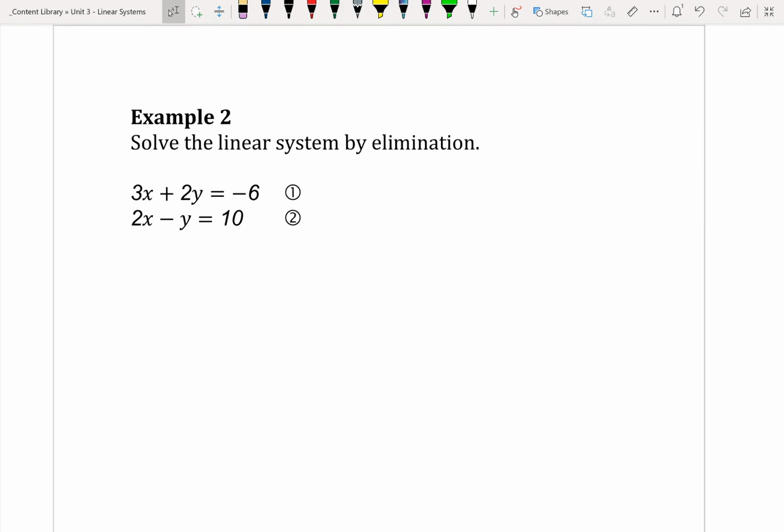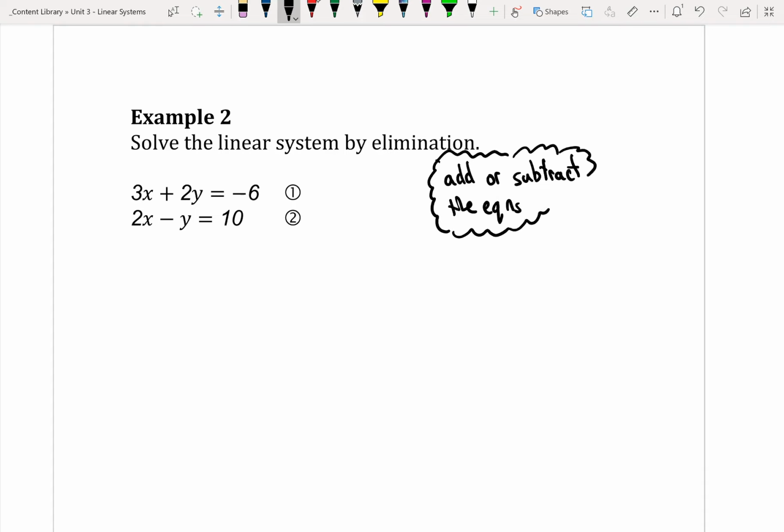In example number 2, we want to go through and do the same thing. We want to solve by elimination. So what we need to do is add or subtract the equations to get rid of one of the variables.